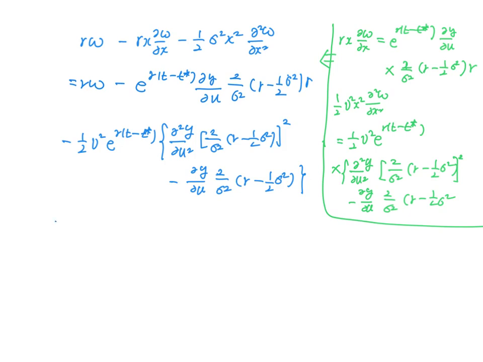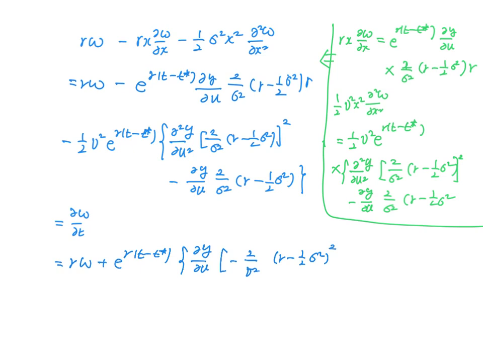Is the same as partial t, and where was partial t? Anybody remembers the formula? So partial t was, I'm going to put this here, rw plus exponential r t minus t star partial u partial y minus 2 over sigma square r minus 1 over sigma square, plus partial y partial v minus 2 over sigma square r minus 1 over sigma square.